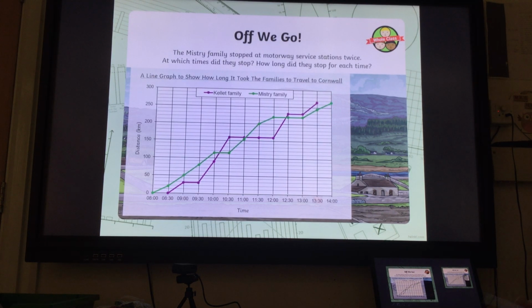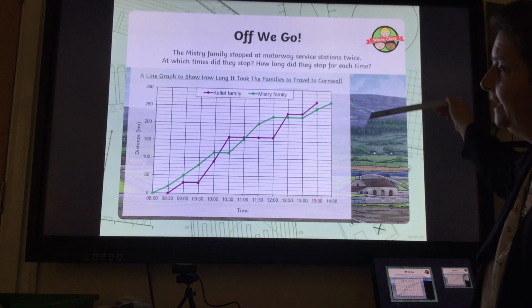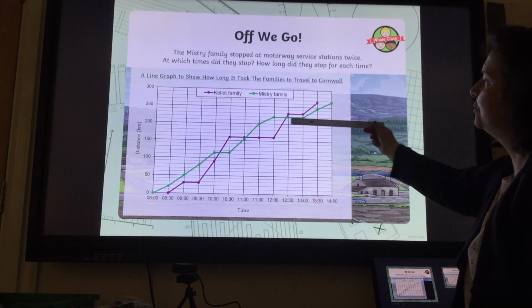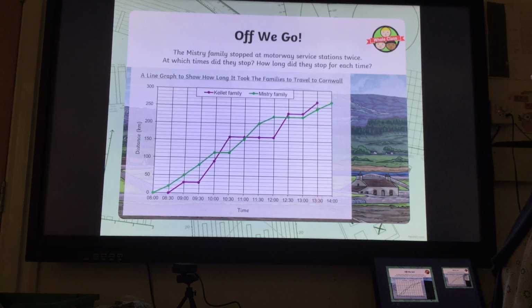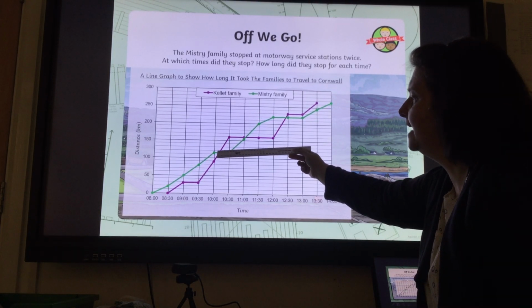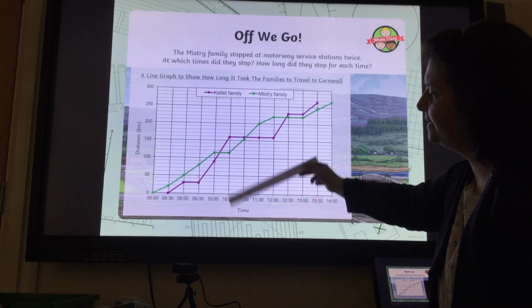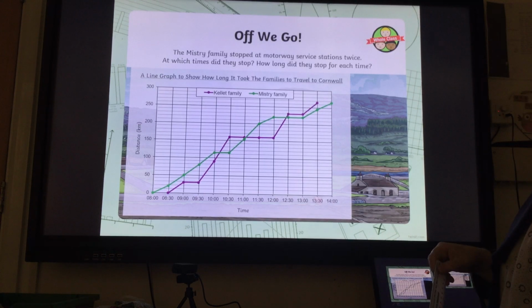Okay, the Mystery family stopped at a motorway service station twice. What times did they stop, and how long did they stop for each time? So remember, we're looking for a stable, flat part of the graph because they're not travelling any distance. So we're looking for a point on the graph when it doesn't go up. So we're looking for the horizontal parts along their journey. So the Mystery family stopped at 10 o'clock and then started to increase their journey at 10:30. So they stopped between 10 and 10:30.